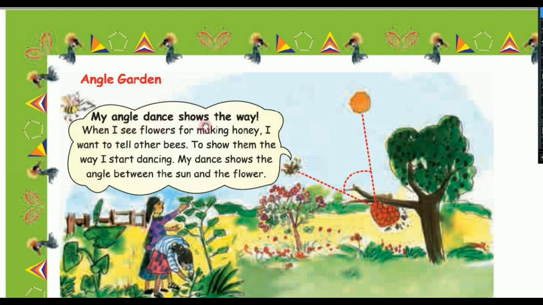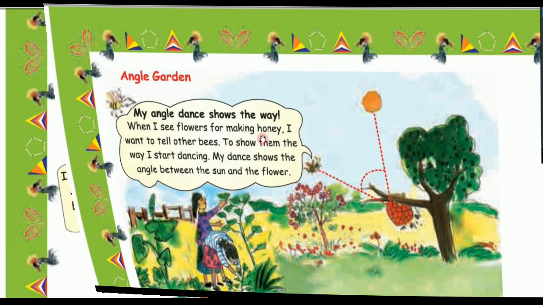My angle dance shows the way. When I see flowers for making honey, I want to tell other bees. To show them the way, I start dancing. My dance shows the angle between the sun and the flower. See here, between the sun and the flower, this angle shows. This is one angle that is made, and by this she tells other bees the way.